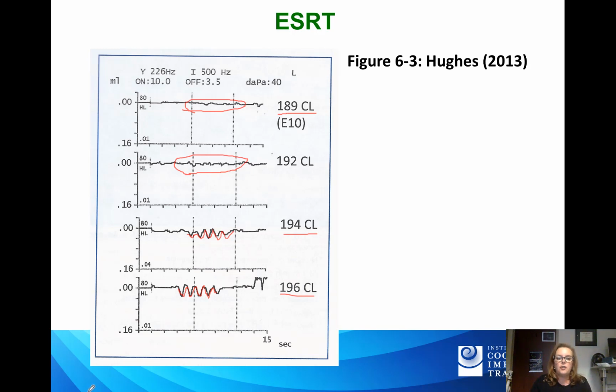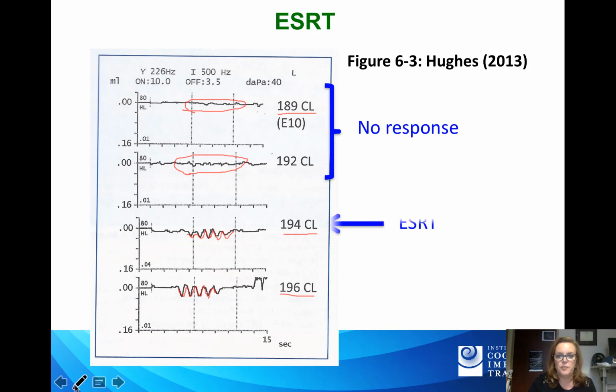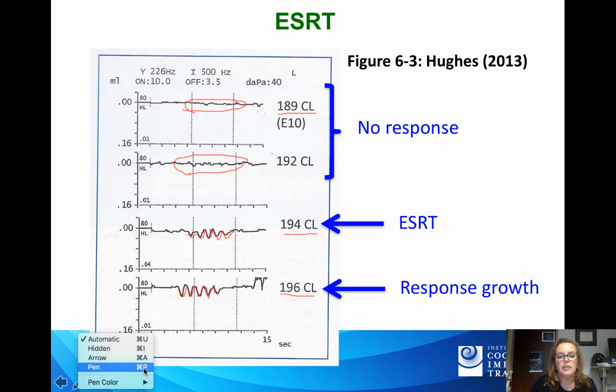So in this particular figure, what they explain is that, of course, these are no responses here. At 194, this is definitely a measurable ESRT. At 196, you can see nice response growth. So in reality, the threshold is probably somewhere in between here. So probably about 193, 194 clinical levels.